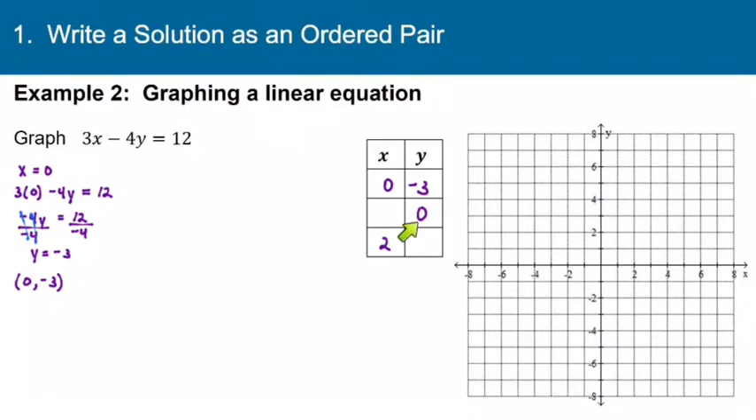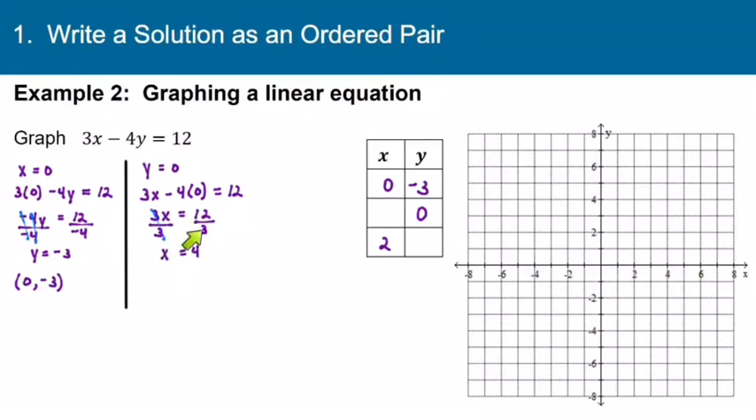Now let's plug in 0 for y. So we'll take our same equation, but we'll put 0 in the place of y. So we'll have 3x minus 4 times 0 equals 12. Of course, 4 times 0 is 0, so that term's going to disappear, and that will just leave us with 3x equals 12. Now divide both sides by 3 to isolate the x. That gives us x equals 12 divided by 3, which is 4. So that point is 4, 0. Remember, the x comes first, then the y. So I'll have a 4 here.